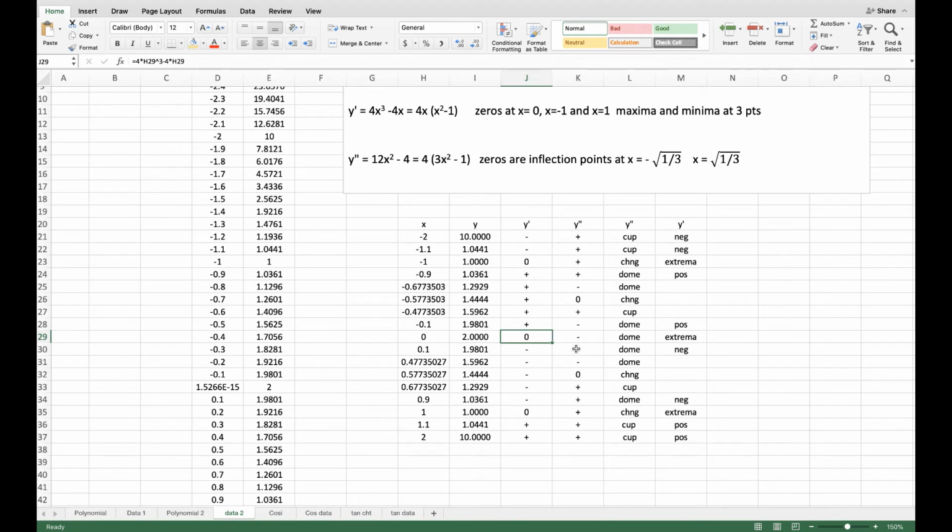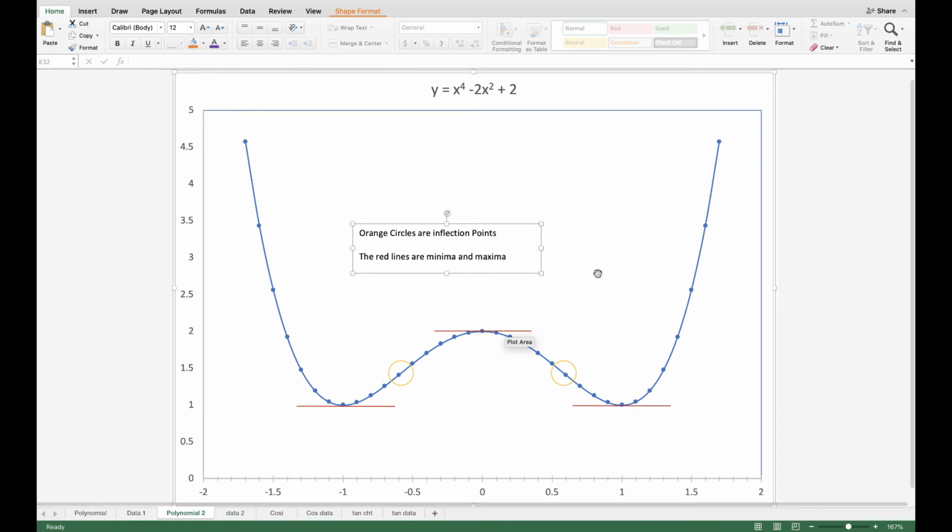So the curve changes shape in between 0 and -1 and 0 and 1. In fact, that's where our inflection points are, at x equals 0.577 and at x equals -0.577. That is where our inflection points take place. And that's what gives us this pretty cool curve. This value here is 2.